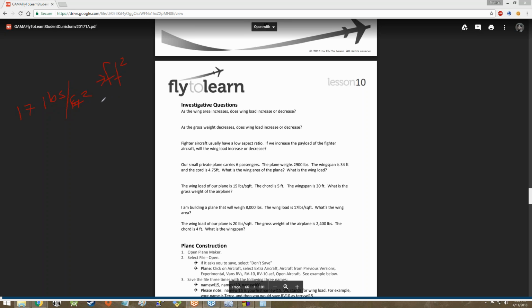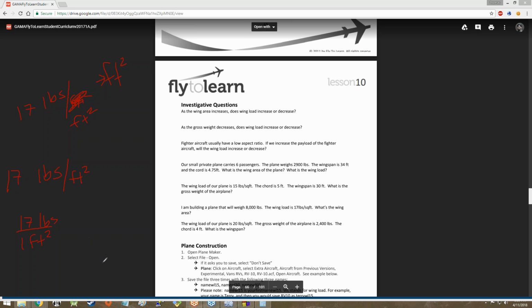So we're in a bit of a predicament here. What is going on right here? So that's going to be square feet. So we need to figure out how exactly we can get to this. So we can do a little bit of math trickery here. 17 pounds per square feet is the same thing as saying 17 pounds per 1 square foot.